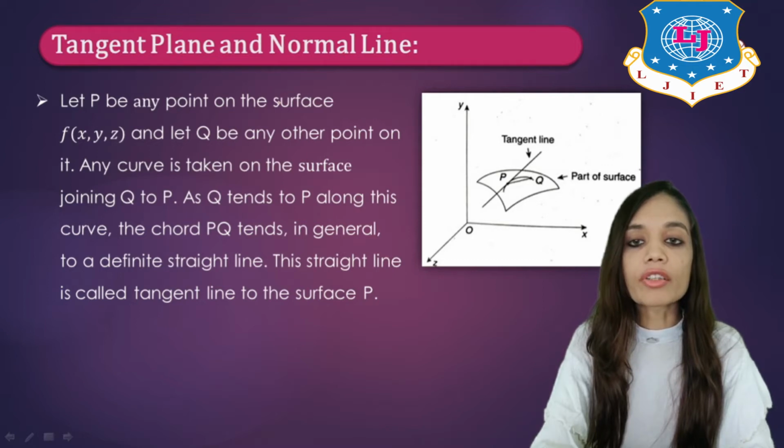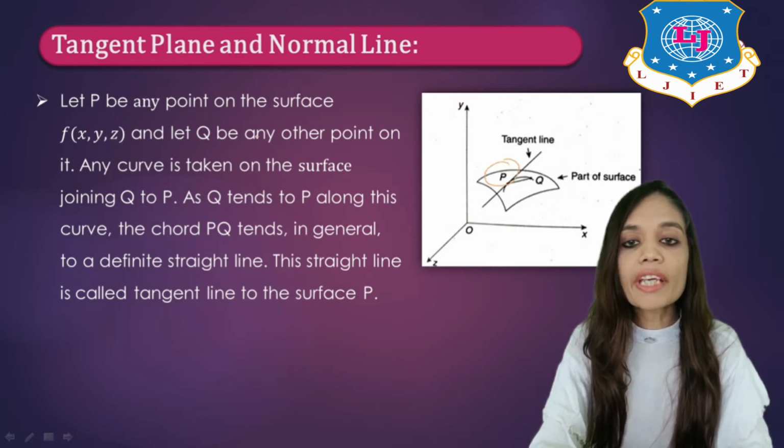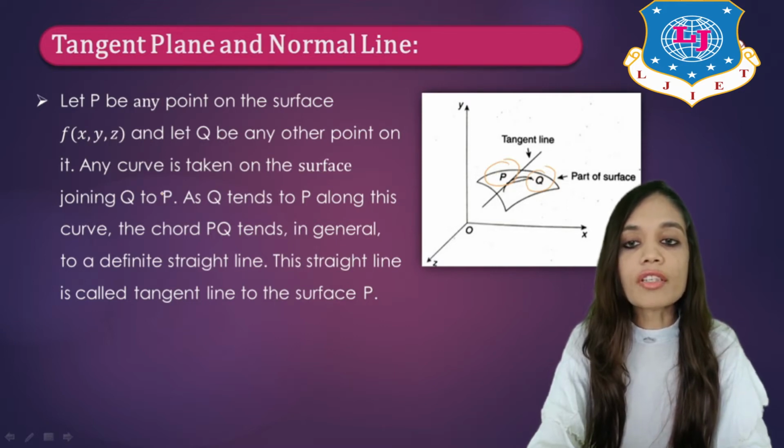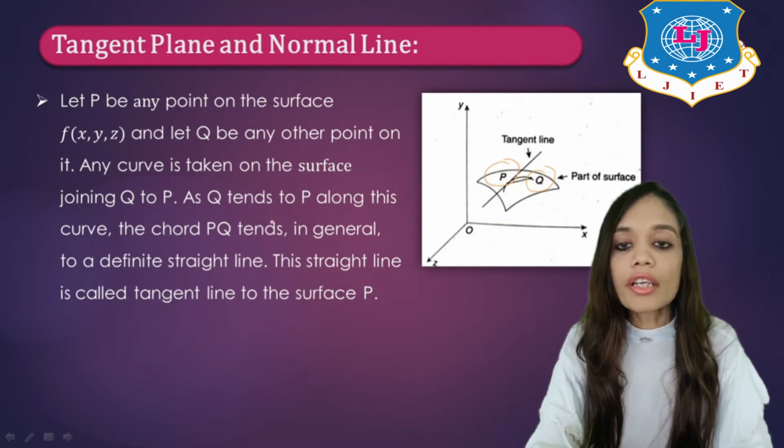Let P be any point on the surface f of x, y, z. So this is a point P, and let Q be any other point on it. So this is our point Q on the surface f of x, y, z. Any curve is taken on the surface joining Q and P. So we are taking this curve joining Q and P. As Q tends to P along this curve, the chord PQ, that is this chord PQ, in general goes to a definite straight line.